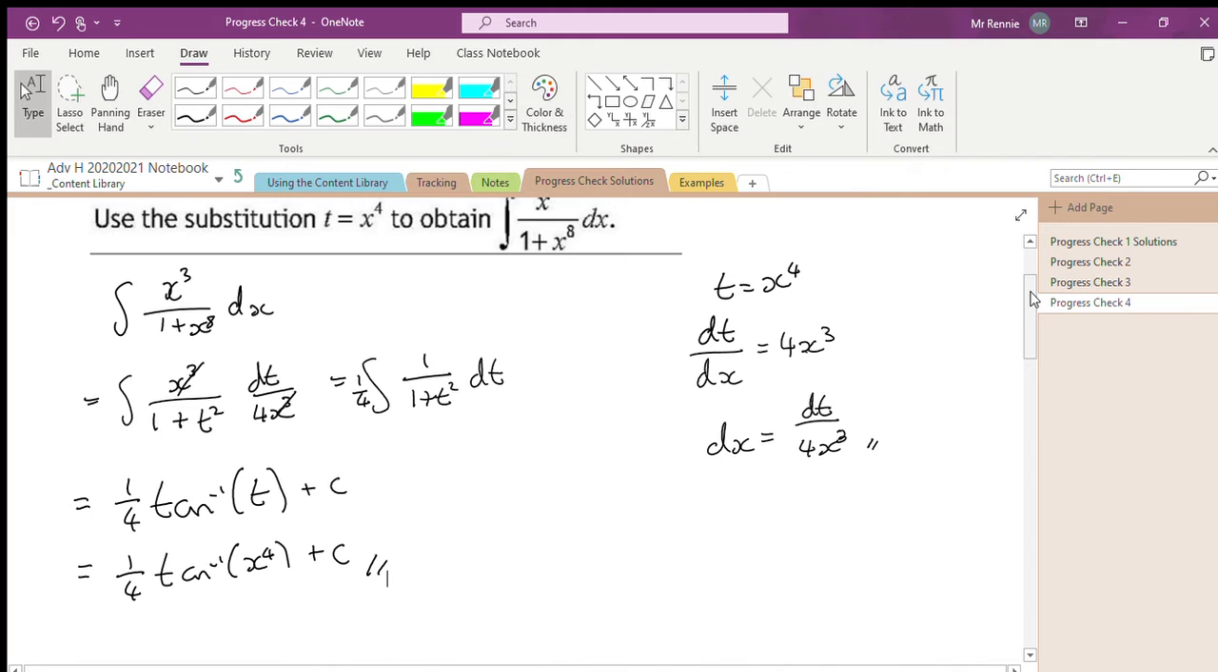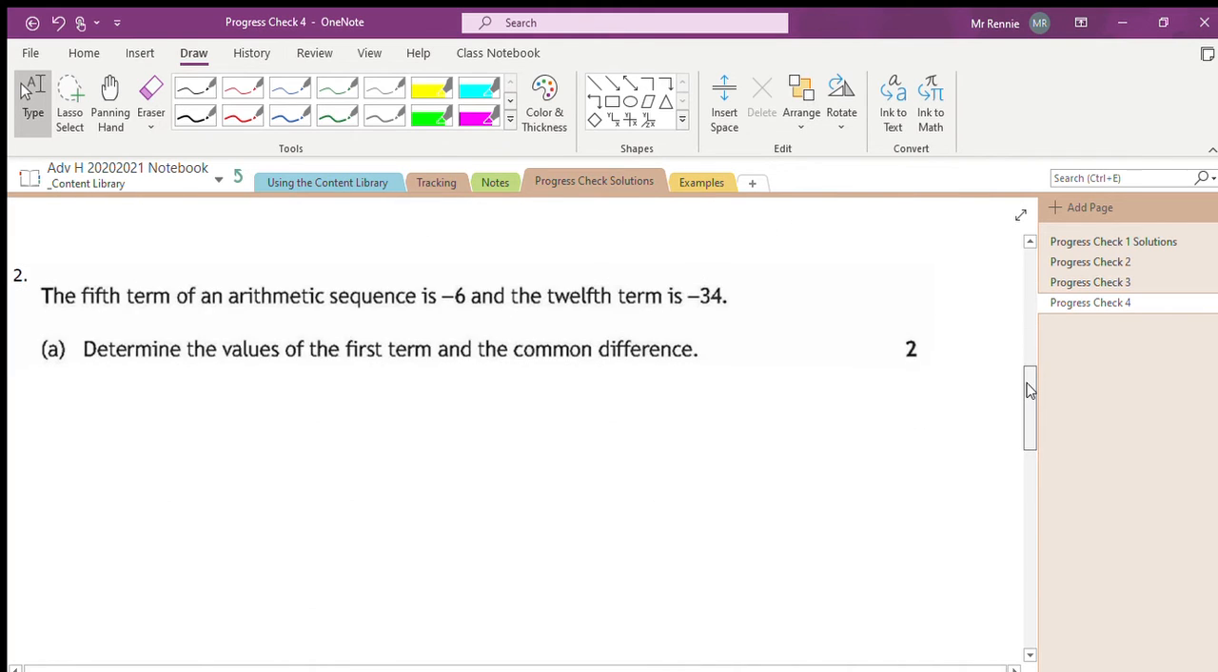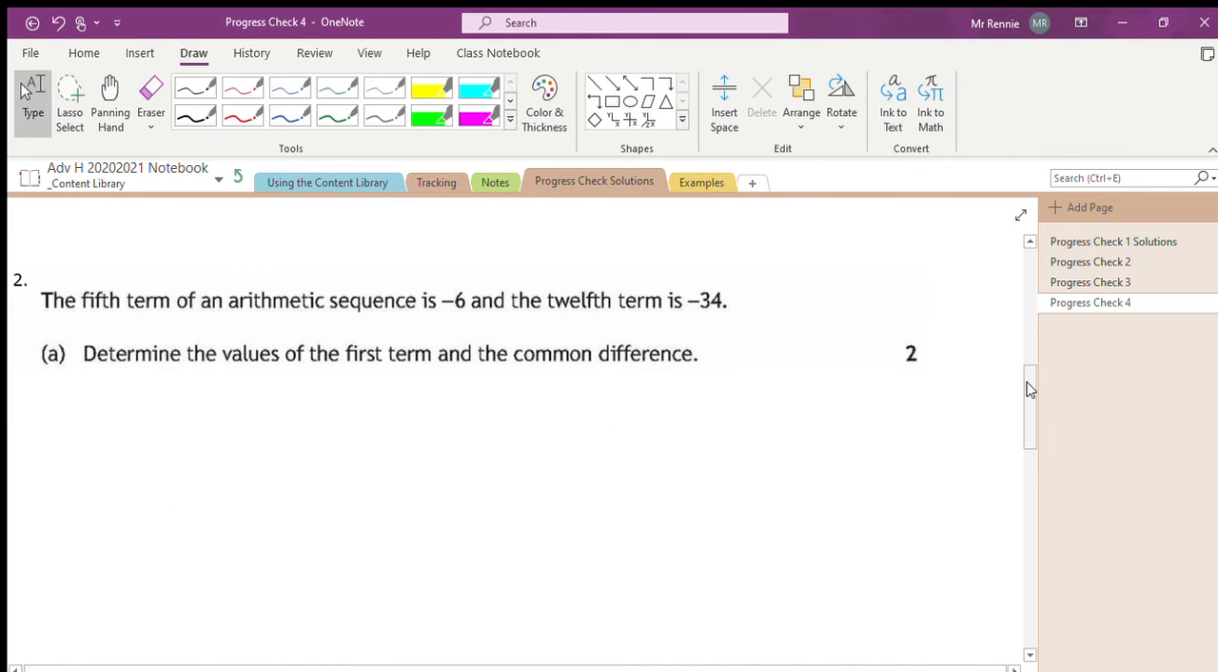Moving on to question 2. We had two parts of this. The fifth term of an arithmetic sequence is -6, and the 12th term is -34. If we remember what an arithmetic sequence is, we start off with a value a, and then what we do is we add on a difference d every time we move up to the next term.